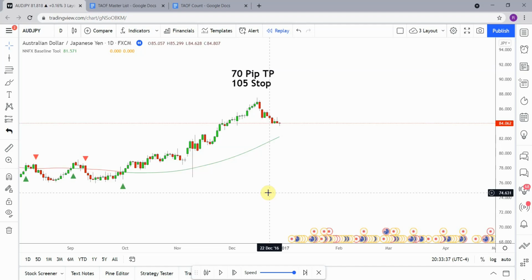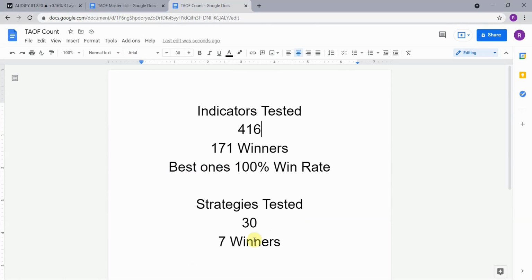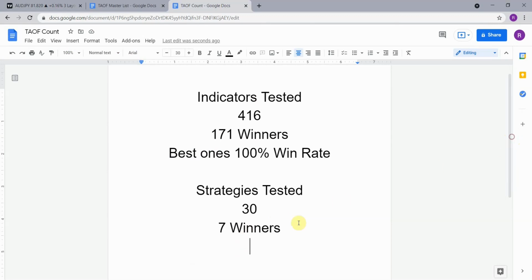Alright, as I said, today we will be testing the NNFX baseline indicator. Before we do though, I wanted to put the testing scoreboard up for everyone to see. So to date, we have tested a total of 30 different strategies, with 7 of them being winners. We have also tested a total of 416 indicators with a total of 171 winners, which means that they have met or exceeded the 60% win-loss ratio threshold that we have set for them. The best ones so far were able to achieve a 100% win rate.